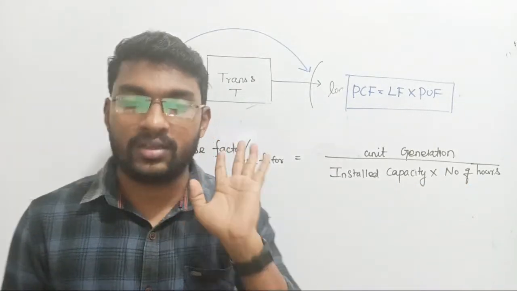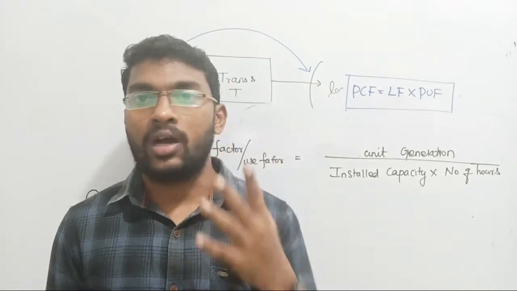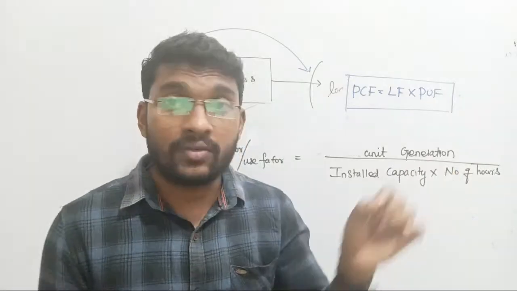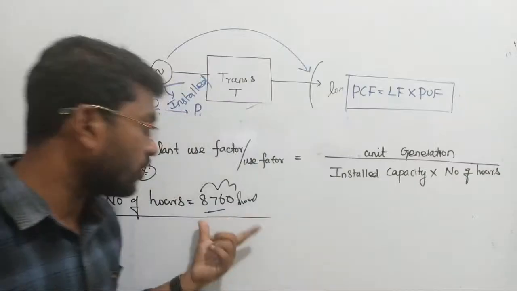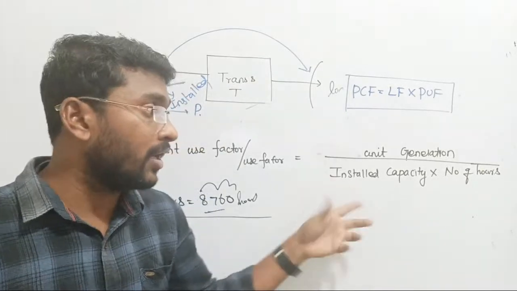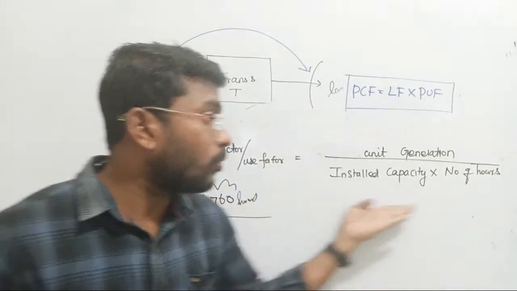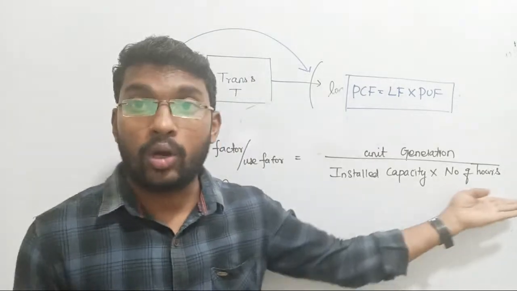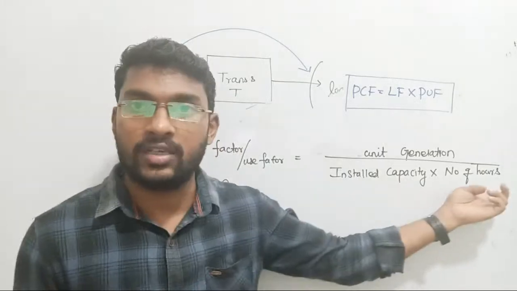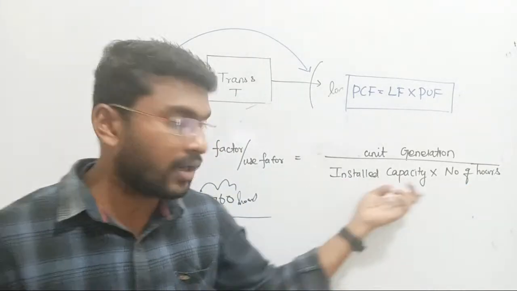Installed capacity 20 megawatt. Let us assume, guys, listen, 20 megawatt is the installed capacity of the alternator. The 20 megawatt power can be generated for 8760 hours. That is the total amount of energy. See there, power into time period is the total amount of energy that can be delivered by the alternator.